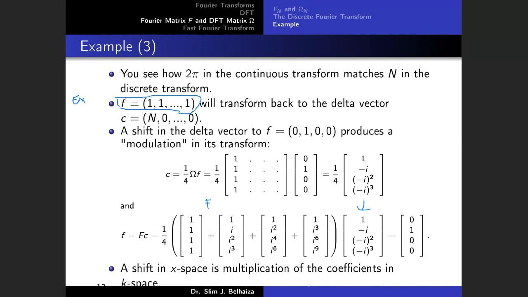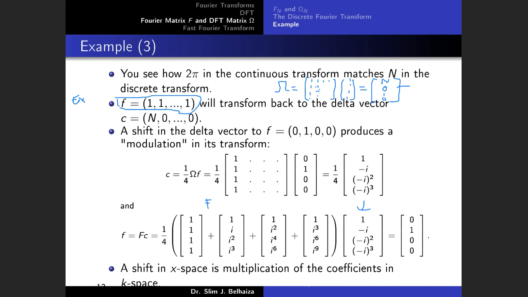If your initial F is 1 at every position, then when you multiply by omega, you get (n, 0, 0, 0). Why? Because omega has a first row of 1, 1, 1, 1, and the next rows contain minus i, minus i squared, minus i cubed. If you multiply by F, you collect n in the first position because you're just summing n times 1. But when you move to the second row, you will always have the sum of 1 plus minus i plus minus i squared plus minus i cubed. So it always ends up being 0, as we've seen in the property. You get my point?